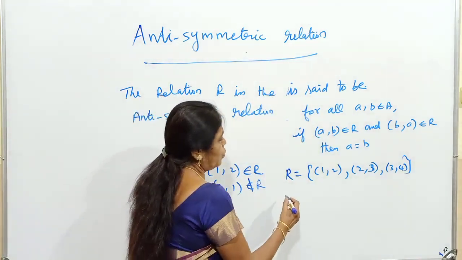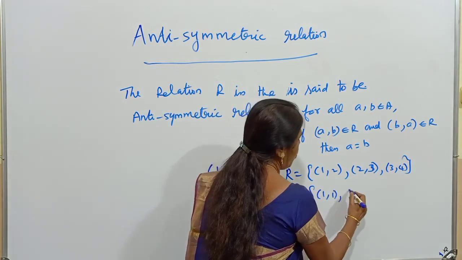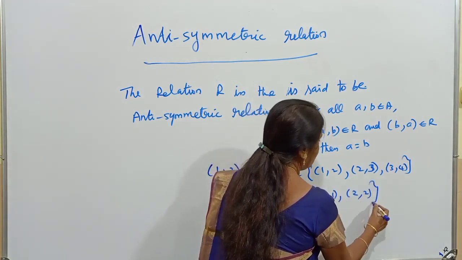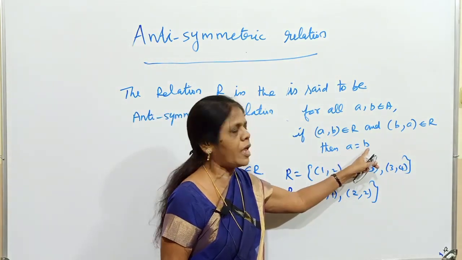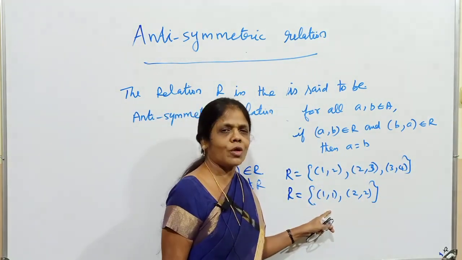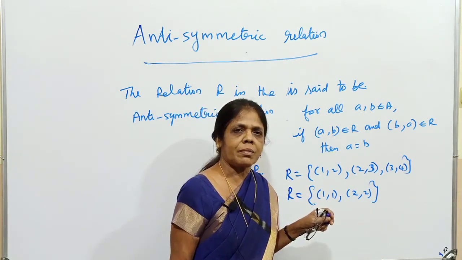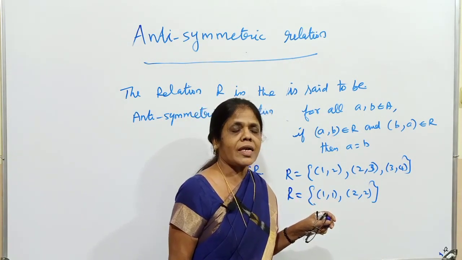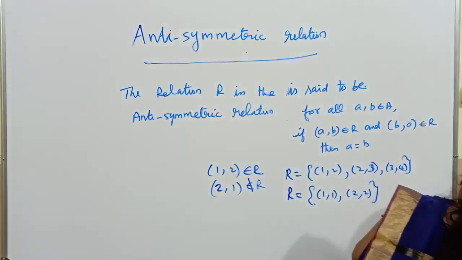Same way, suppose you have R equal to {(1, 1), (2, 2)}. This is also called antisymmetric. It satisfies a equal to b. This is also called symmetric, you know. And if it is not antisymmetric, it doesn't mean that it is symmetric. Now we are going to see some more examples in this.